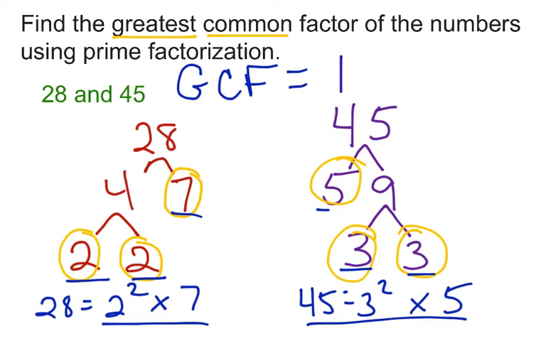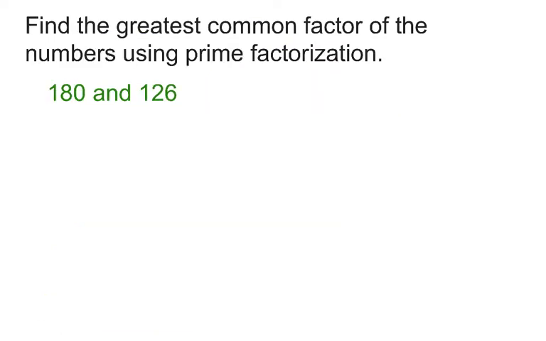Because, of course, 1 times 28 is 28. 1 times 45 is 45. And we used prime factorization in order to figure out that the greatest common factor of these two numbers is 1. So again, to repeat that, if you have nothing in common, the greatest common factor is 1. This is a little bit more obvious when you're listing factors. However, finding the greatest common factor using prime factorization will help save you time when you're dealing with very large numbers. Let's look at another example using prime factorization.